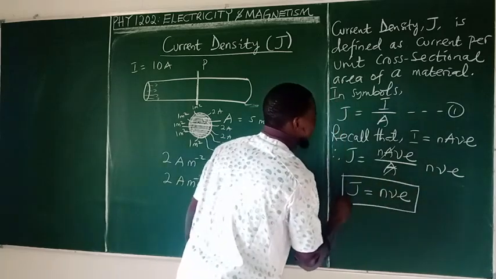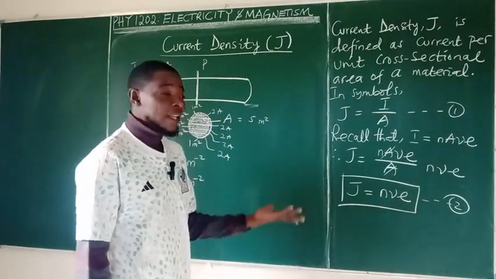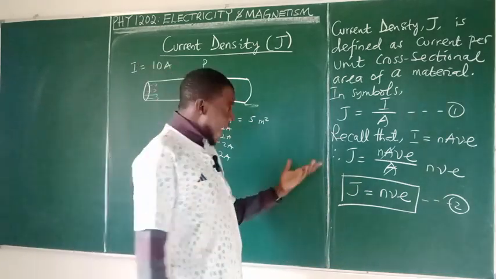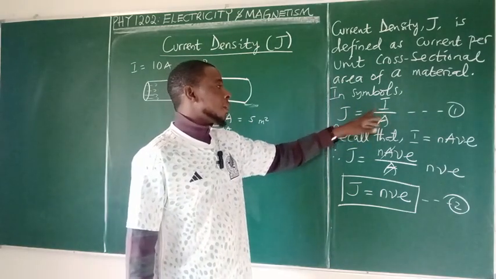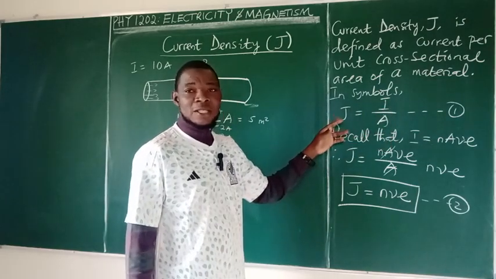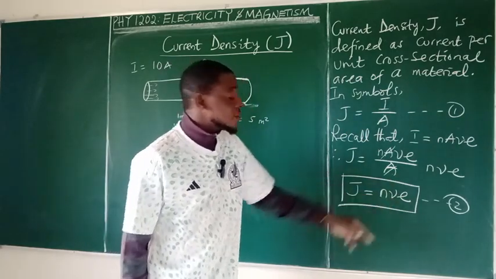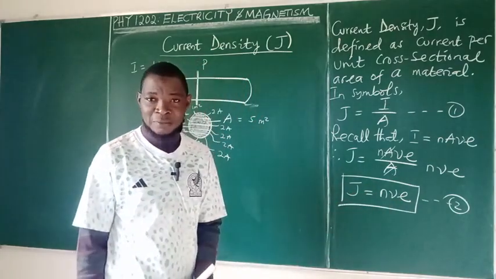So you see, we have two relationships for the current density depending on what we are given. If we are given current and cross-sectional area, we just divide to get our J. If we are given charge carrier density, drift velocity, and electronic charge, then we use the second equation.